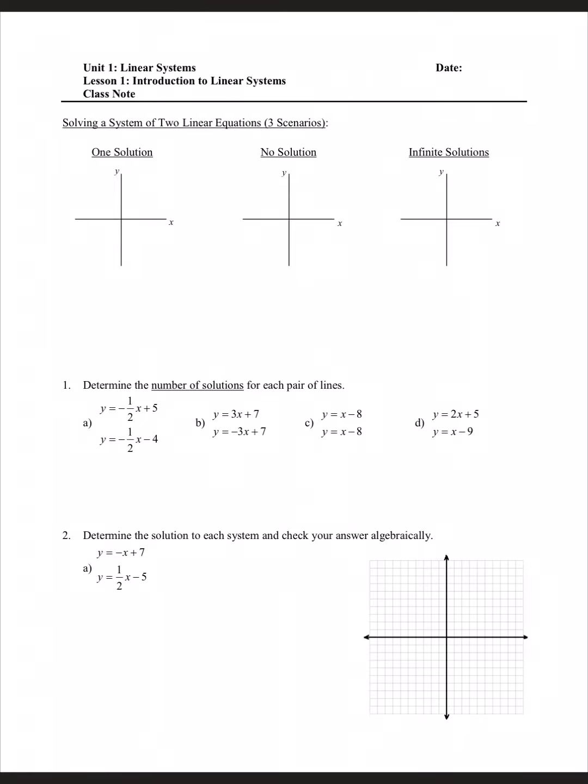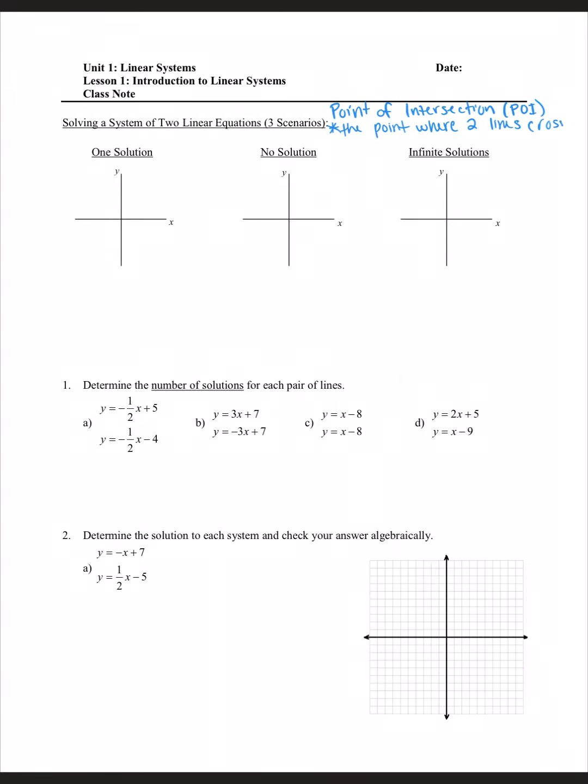So today we're going to look at some different options in terms of the number of solutions we can have for a linear system. We're going to solve a system of two linear equations, and we're going to want to try to find the point of intersection. And this will often be referred to as just the POI for short. Okay, and this is the point where two lines cross.